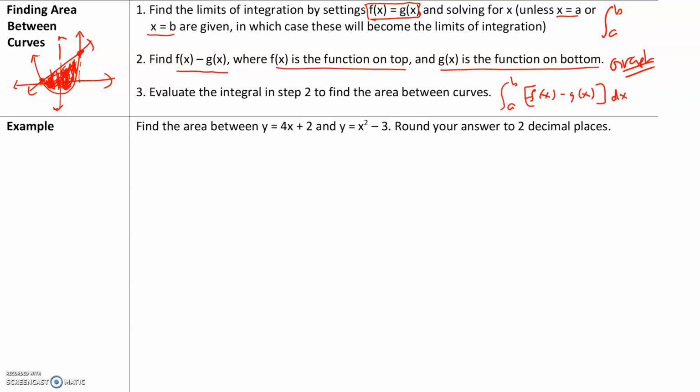So let's see an example of this. We want to find the area between the curves y equals 4x plus 2 and y equals x squared minus 3.